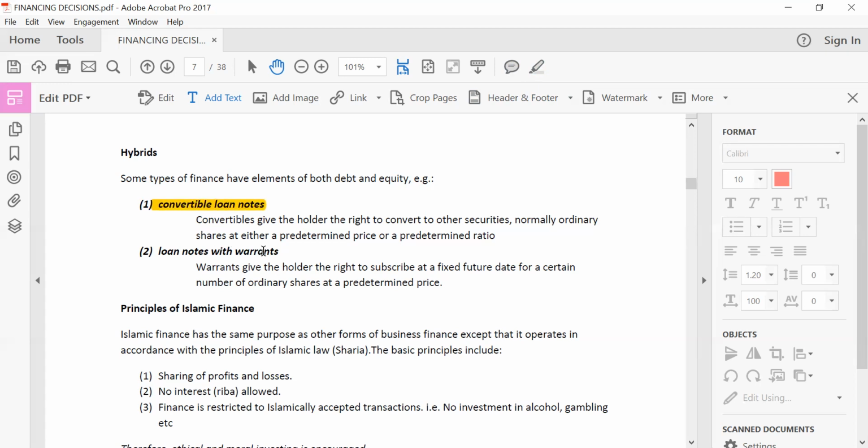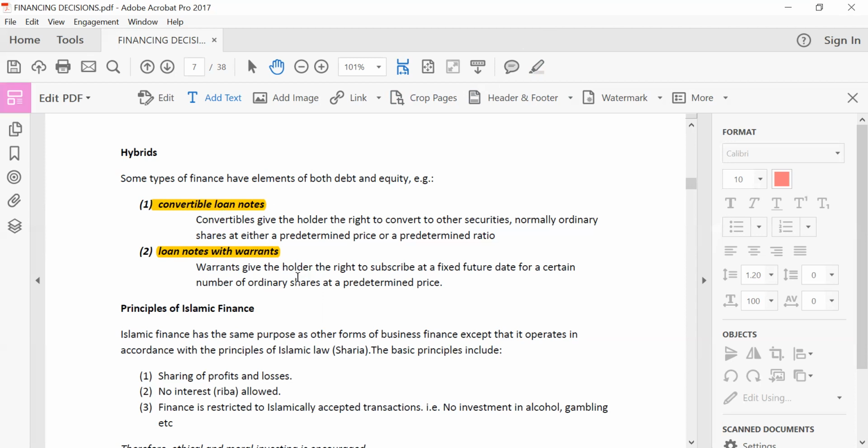Next one, loan note with warrants. Warrants give the holder the right to subscribe at a fixed future date for a certain number of ordinary shares at a predetermined price. So it is just similar to a convertible loan, but this is predetermined, right?